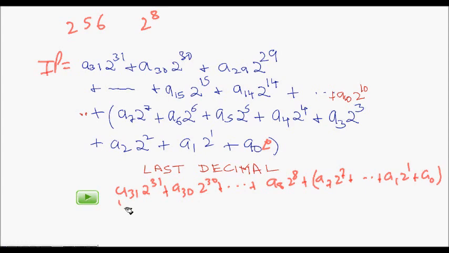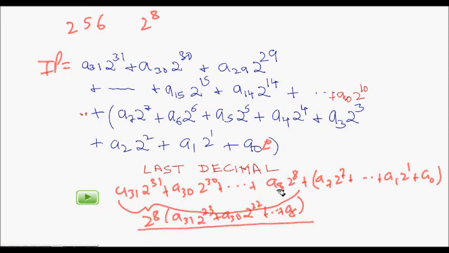Now whatever may be here, 1, 0 or whatever, everything will be divisible by 2 to the power of 8. I can take 2 to the power of 8 common: it will be A31 2 to the power of 23 plus A30 2 to the power of 22 till A8. So whatever A31, A30 and so on are, this part will be divisible by 2 to the power of 8, which is 256.